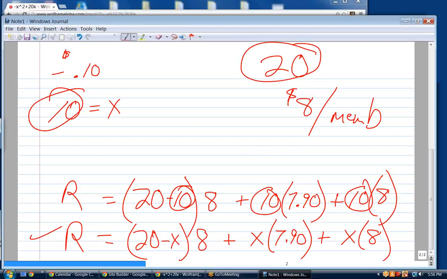Let's see if that makes sense. Let's say we recruited 20 new members. So how many people pay this $8 right here? 20. None. Well, not that. Okay, so 0 people pay that $8. Right. And then you would have 20 people that pay $7.90. And then you would have 20 people that you recruited that each pay $8. Okay?